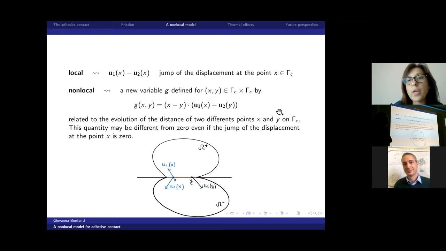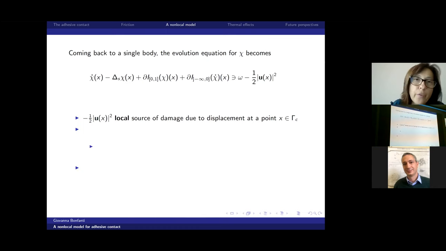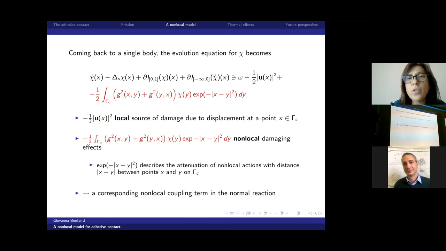Coming back to the previous configuration with two bodies, we can add, in fact, a new contribution due to non-local source of damage, which you can see here, where there appears the difference of the displacements in two different points on the contact surface. Coming back for simplicity to the previous situation with a single body, we see that the previous equation, where just the local source of damage is considered, is here completed by another term accounting for non-local damaging.